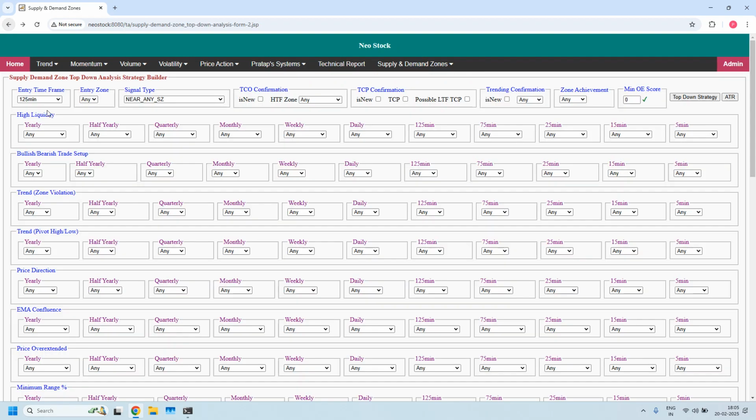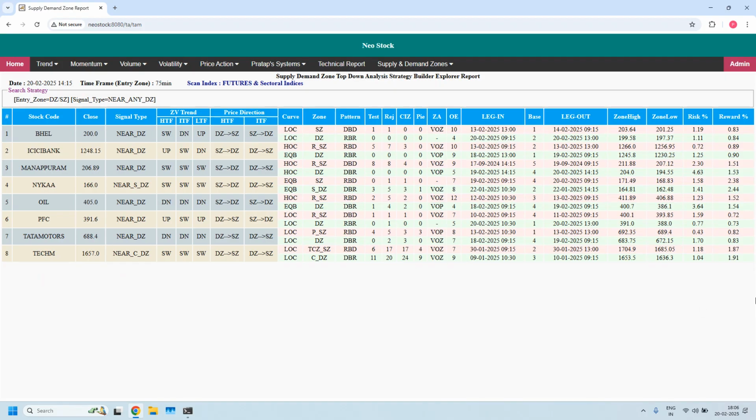Okay, next time frame is 75 minutes. Stocks near 75 minutes demand zone. We got 8 stocks. Let us identify high liquidity zones from this list. 75 minutes demand zones. Nika is a pierced zone, so it is not valid.